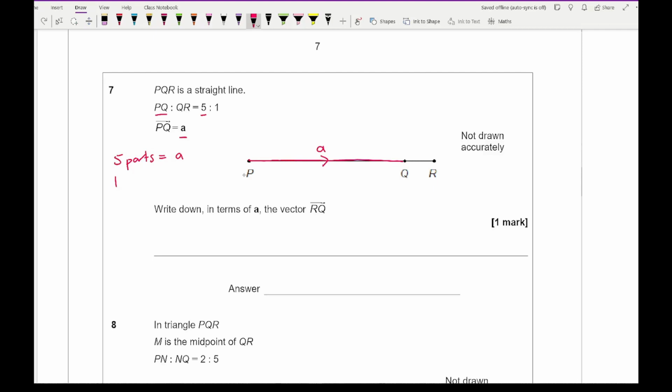So that means that 1 part is going to be 1/5 of A. So going in this direction here, and that's going to be Q to R. So Q to R is going to be 1/5 A. Now the question is asking us to go from R to Q, so it's going in the opposite direction. So that therefore it's going to be minus 1/5 A.